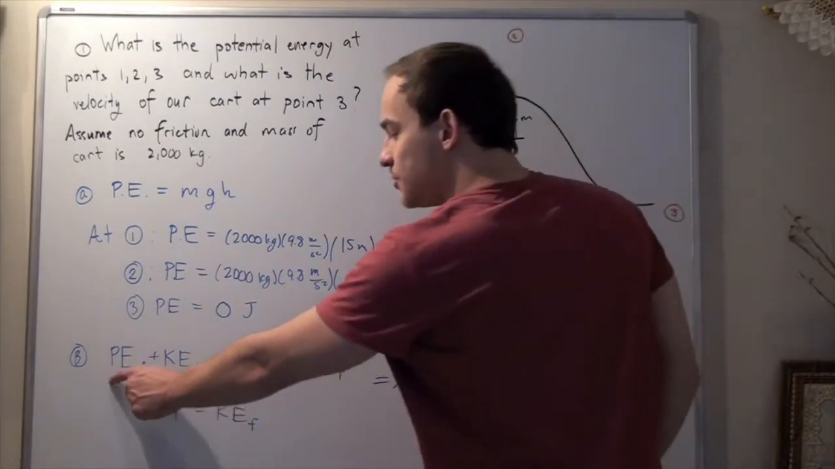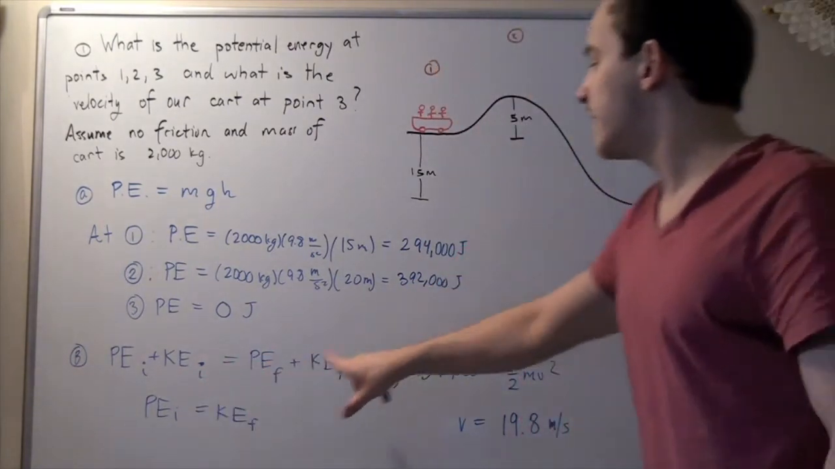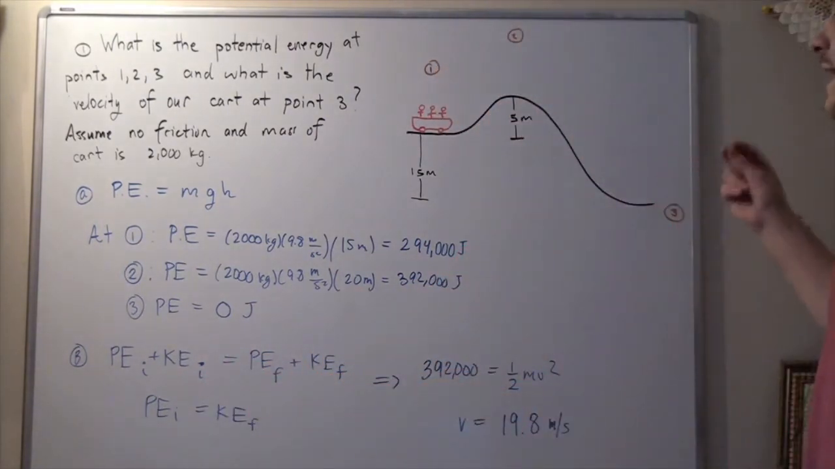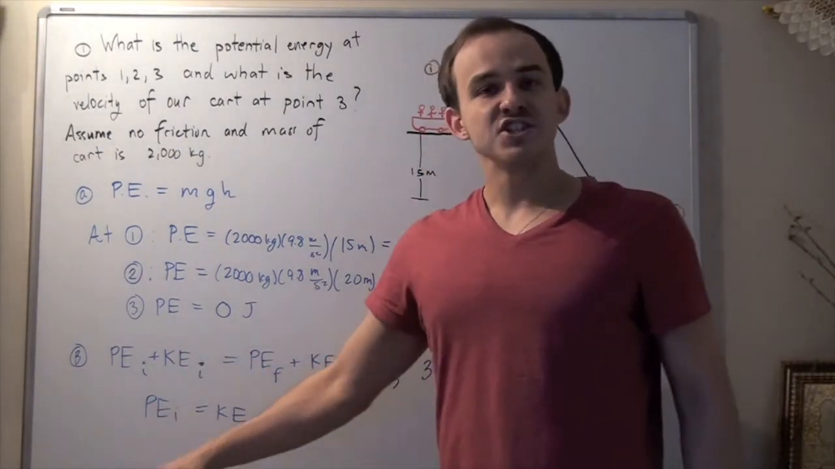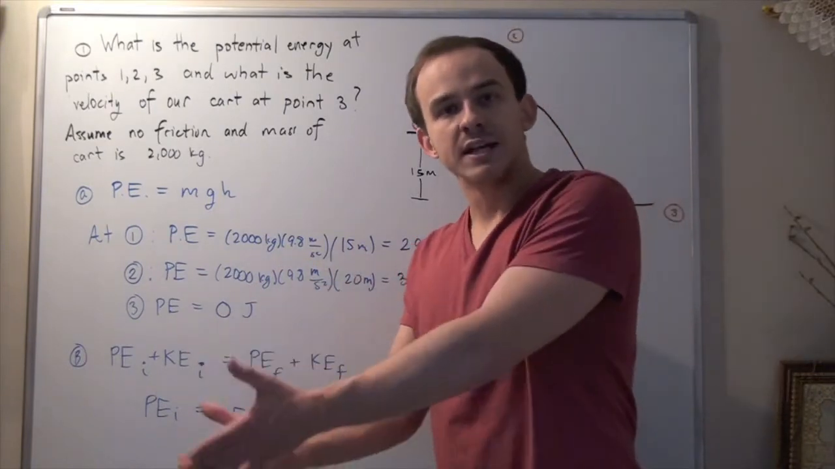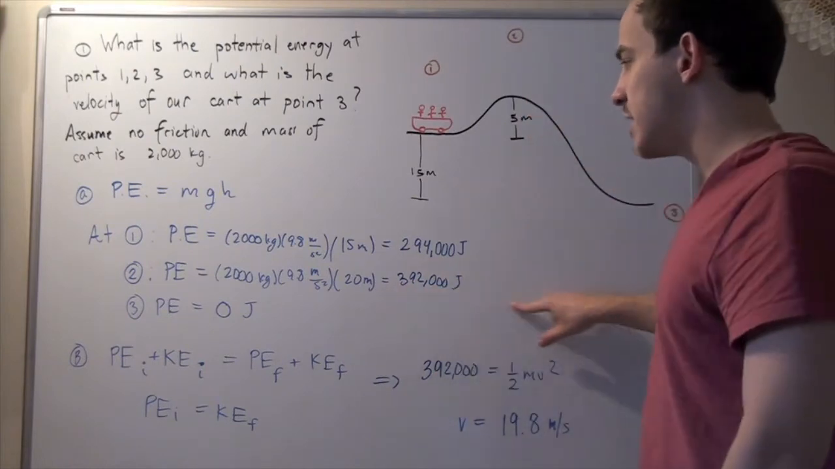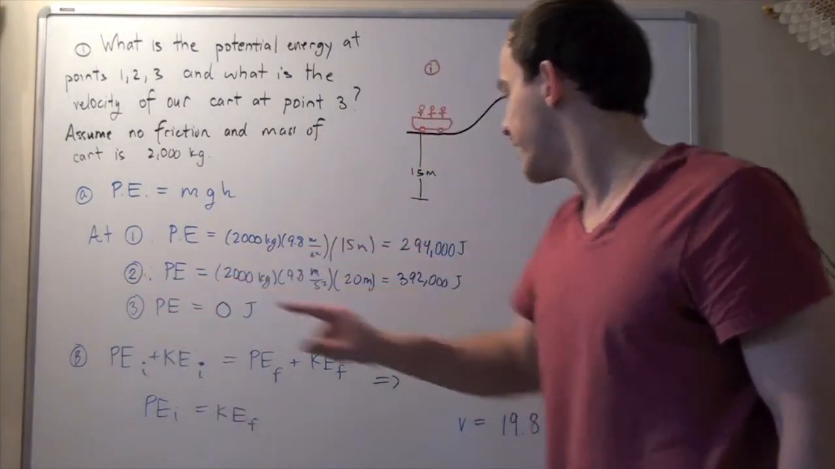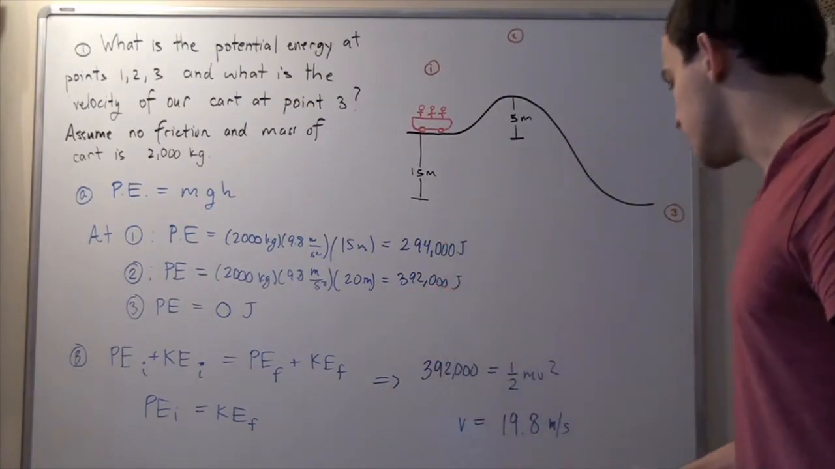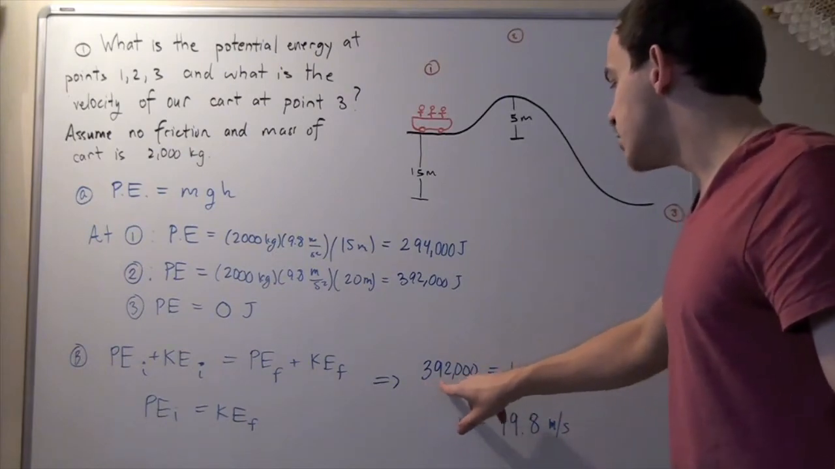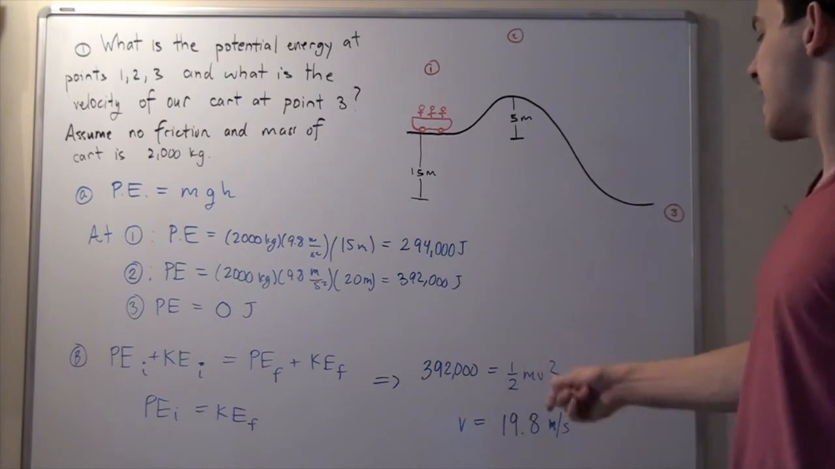So the initial kinetic energy at point 2 is simply 0, and the final potential energy at point 3 is 0. So these guys cancel out, and we find that the initial potential energy is equal to the final kinetic energy. And so we know what our initial potential energy is. We found it at 4.2 right here. So it's 392 kilojoules, or 392,000 joules. So 392,000 equals our formula for kinetic energy, 1/2 mass v squared.